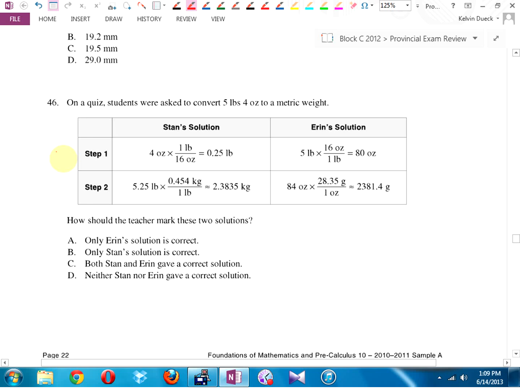46. They were asked to convert 5 pounds, 4 ounces to a metric weight. Which of these is correct? Let's see.